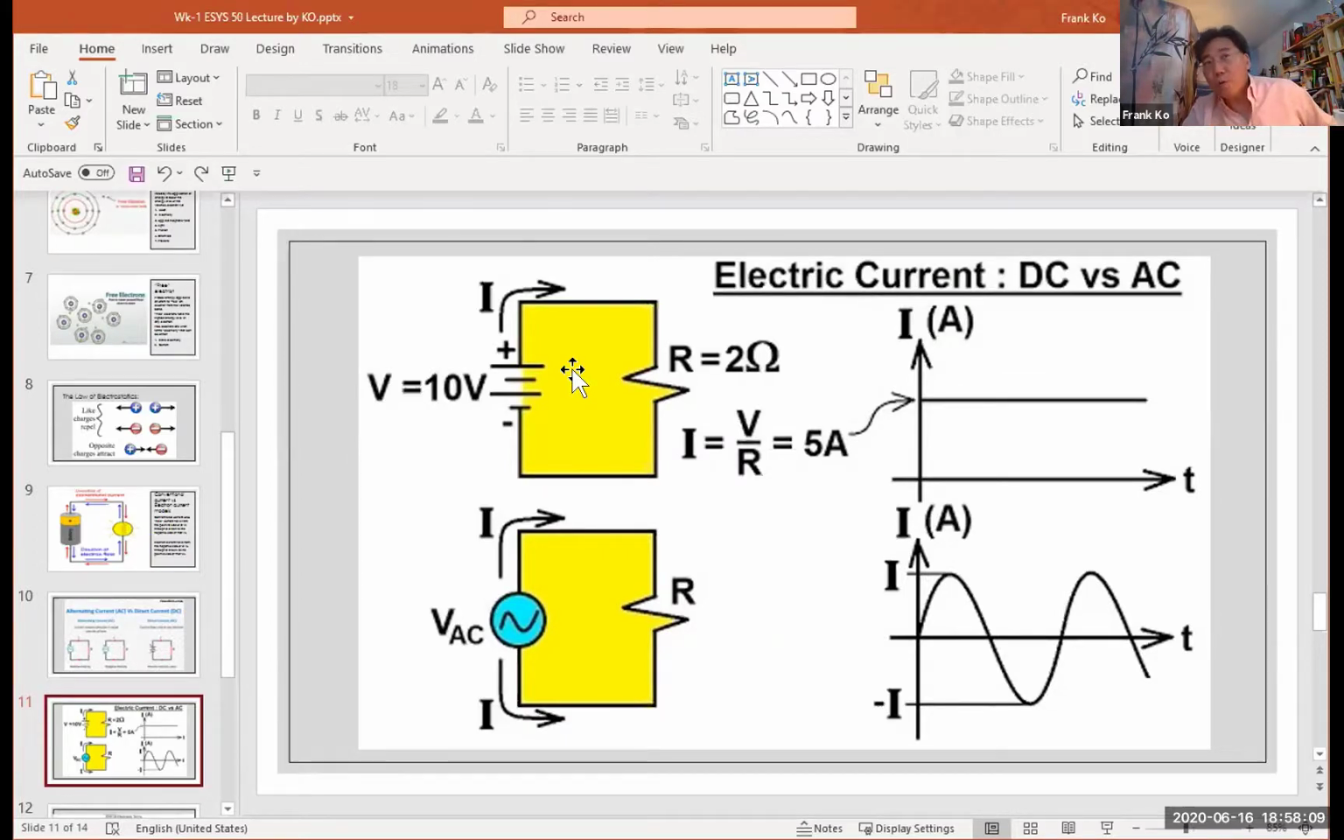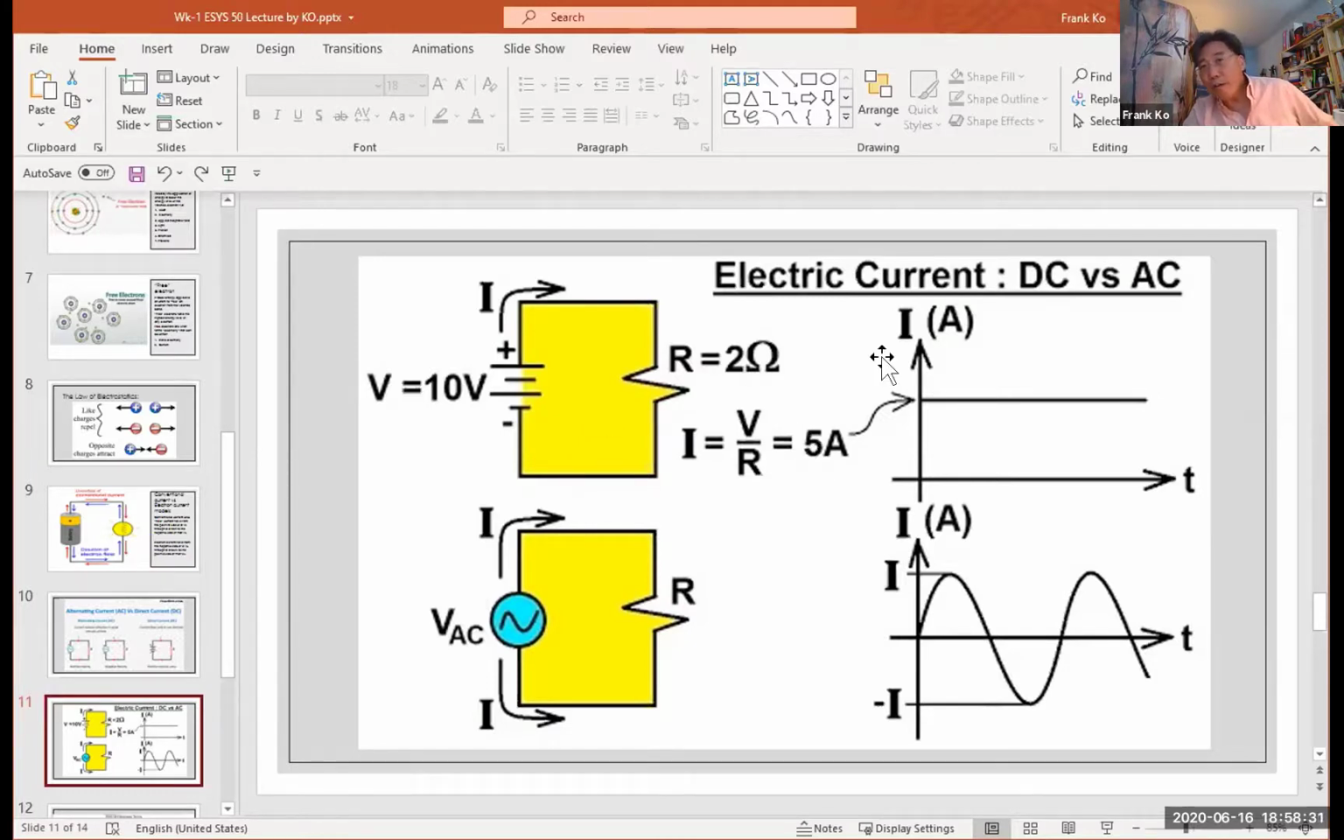But what will always be true is this. I have a 10-volt source. I have a resistor that's rated at 2 ohms. And if I calculate my current using Ohm's law, V divided by R is going to give me my current I, and my I is going to be 10 divided by 2, which is 5 amps of current.